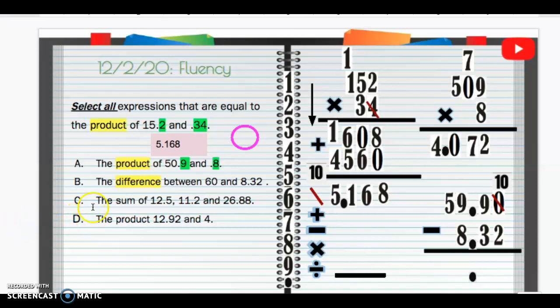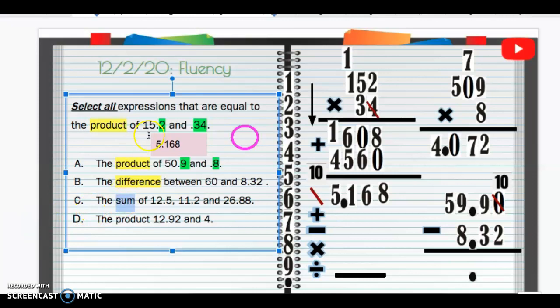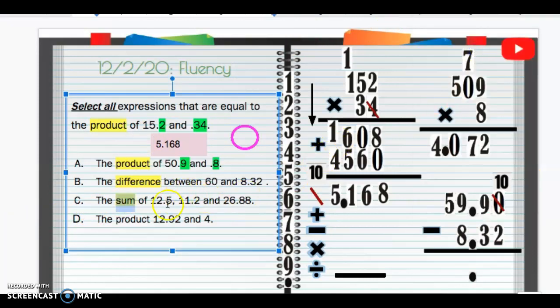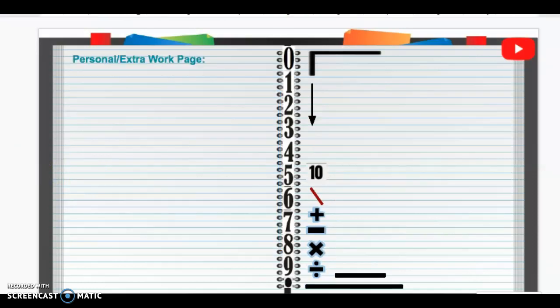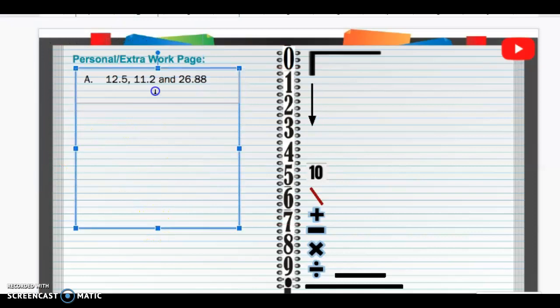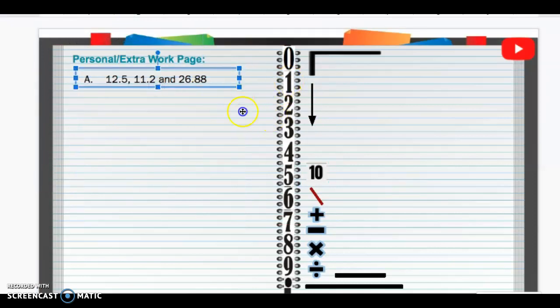Now we have to solve for the sum. We are solving for the sum, and the sum we know means we are adding. So we are going to add these 3 numbers up, and you're going to go to the next slide because, well, we need to show our work. So we have 1, 2, and then we have our decimal point, 0.5.